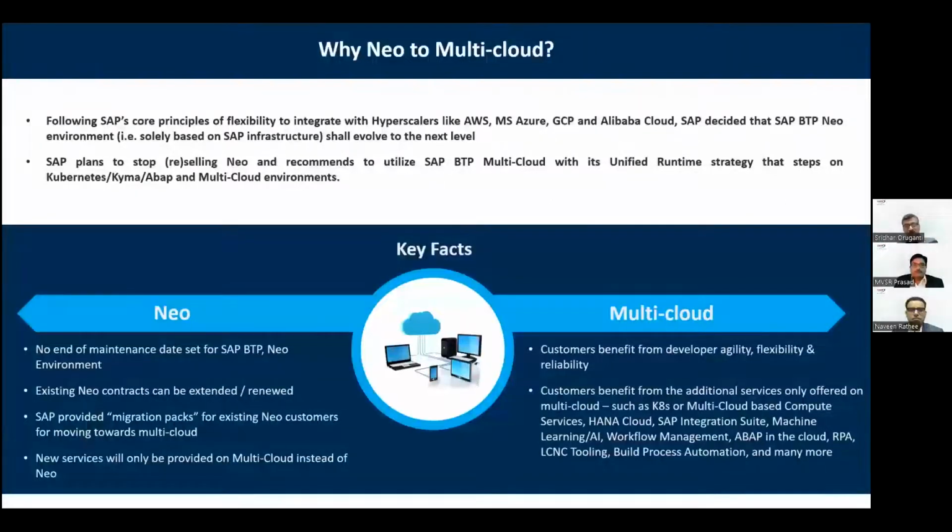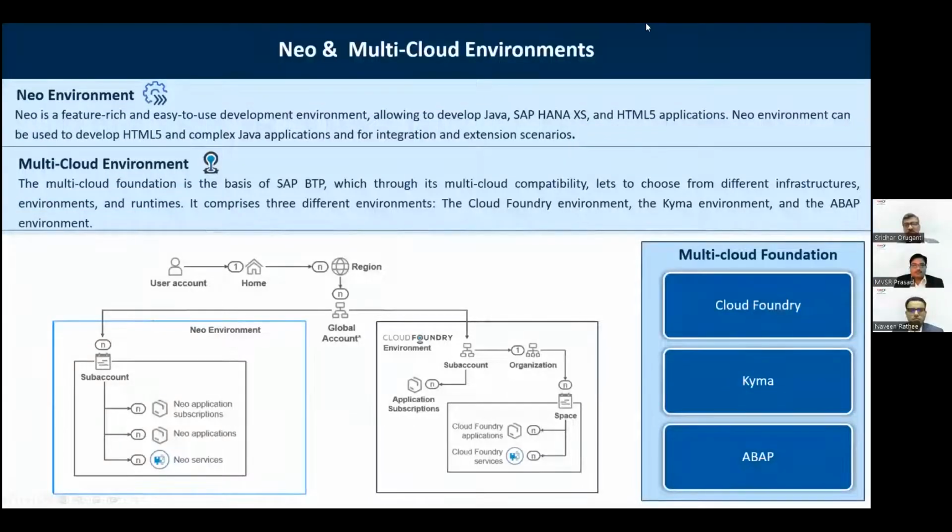Prasad, over to you. Yeah, thank you, Sridhar. So hi all, good morning and good evening. Sridhar covered at a high level the key differences or key facts about Neo and CF. As you all know, Neo is a SAP proprietary environment as part of SAP Cloud Platform, which was initially offered in 2017. However, the Neo environment is still valid, and SAP is not going to sell or resell this particular environment.